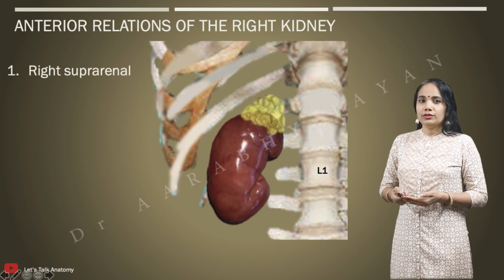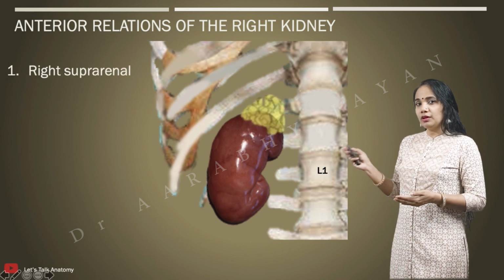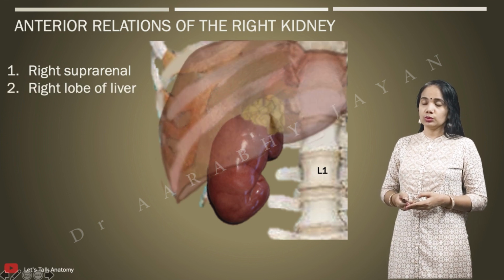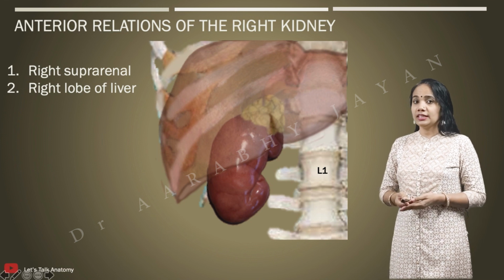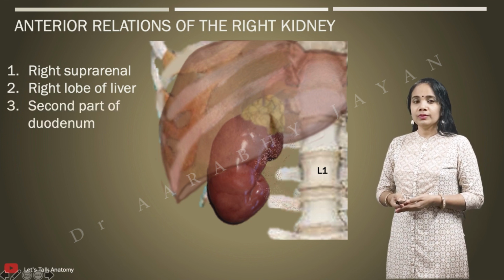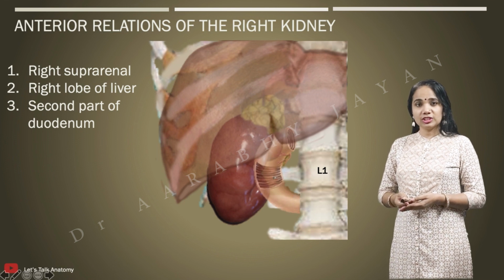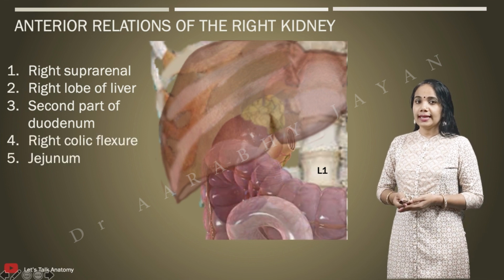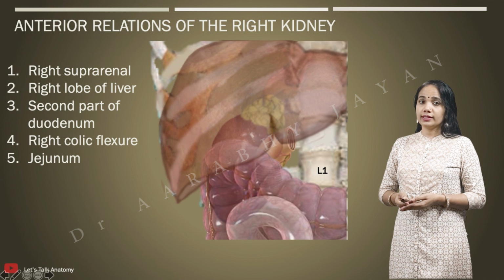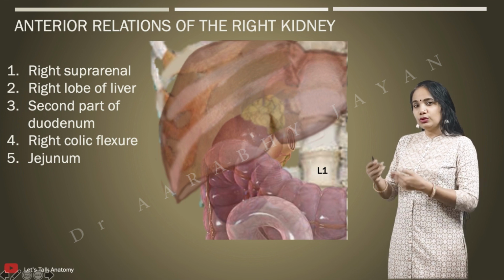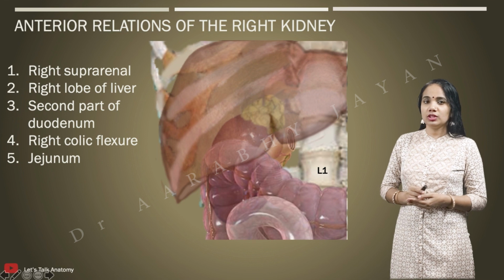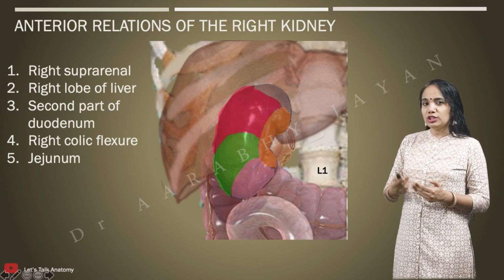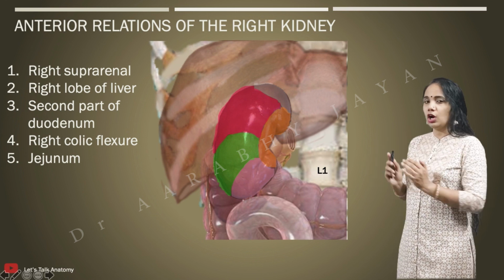Alright, so the right suprarenal is on top. So the superior pole of the right kidney is related to the right suprarenal. Then you have the liver, which is a major relation. So a major part of the anterior surface of the kidney is related to the right lobe of the liver. Then we have the second part of the duodenum, which is here, the C loop. That is what we call the C loop of the duodenum, followed by the right colic flexure, also called the hepatic flexure, as well as a few loops of the jejunum. Alright, so the jejunum and the colic flexure are there, and finally we can see how each of these organs form the relation on the surface of the kidney.